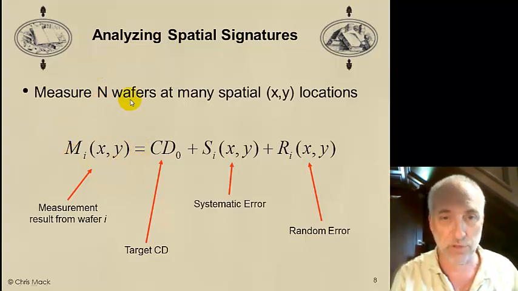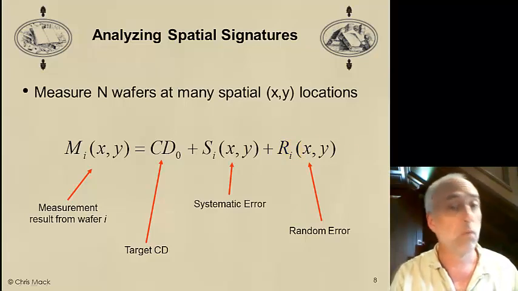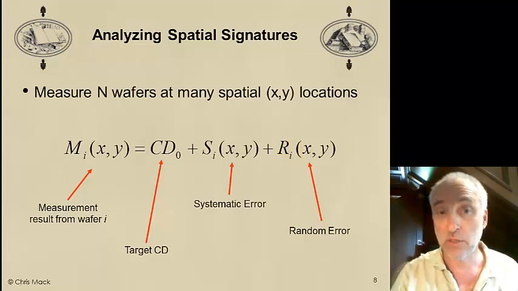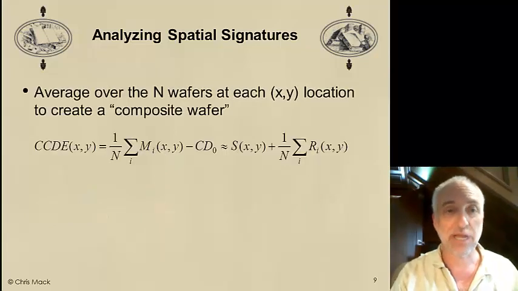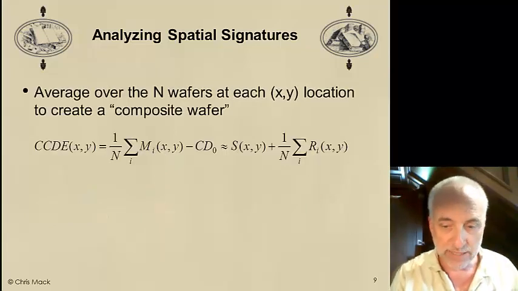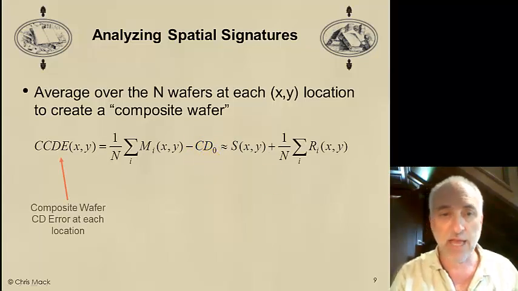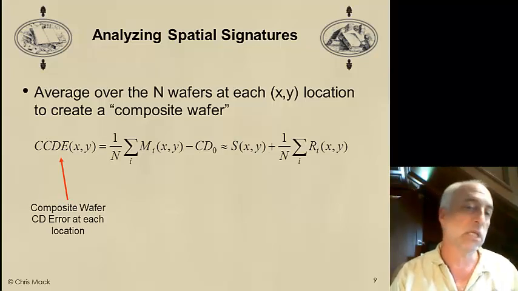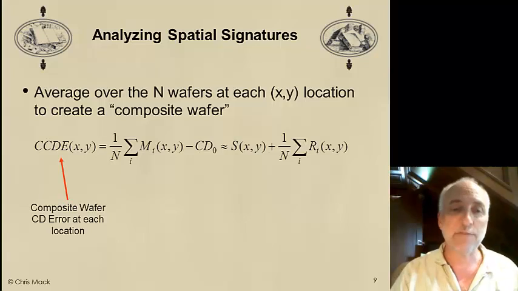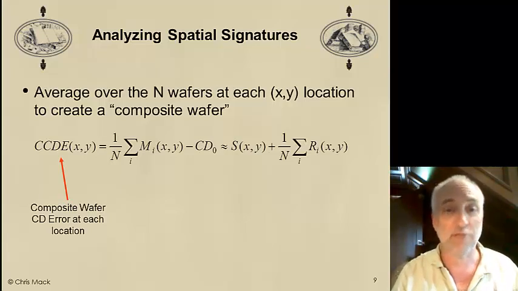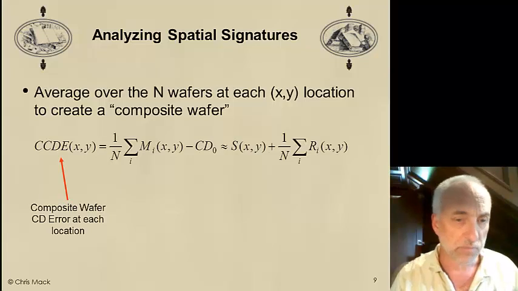I'll measure n wafers. What am I going to do? Well, I'm going to average all of those wafers together and create a composite wafer. So if I take all the measurements and average them together, that's the sum of all the measurements divided by n. Very simple, average. Then when I subtract off the target CD, what I have left is called the composite CD error. Composite meaning I've combined the n wafers together into one effective wafer. I've averaged them all together and subtracted off the CD.